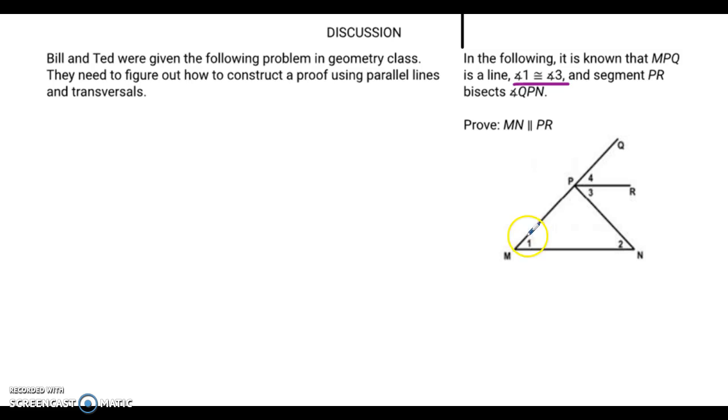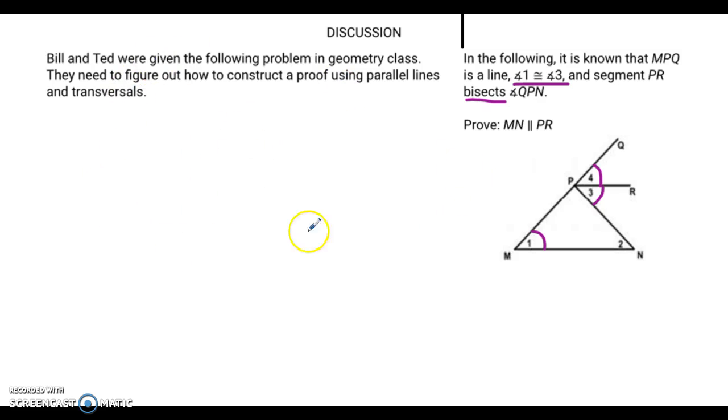The first thing I'm going to do is mark that on my diagram by putting one arc here for 1, and one arc here for 3. So those two angles are congruent. It also tells us that segment PR bisects QPN. And we know that bisects means it separates it into two equal angles, each half the original. So if it bisects QPN, here's QPN, that means that angle 3 and angle 4 are actually also equivalent. We have one arc here, one arc here, and one arc here. All three of those angles are equivalent to each other.